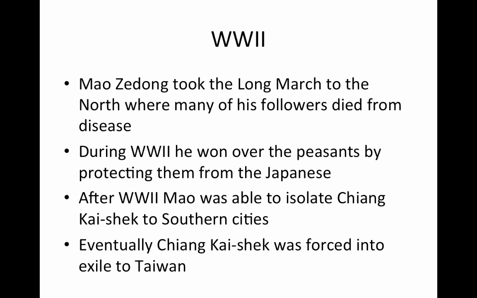World War II. During World War II, Mao Zedong took the long march to the north, where many of his followers died from disease. But he was able to win over the peasants, especially when he protected them from Japanese invasion. After World War II was done, Mao was able to isolate Chiang Kai-shek into southern cities, and eventually Chiang Kai-shek was forced into exile to Taiwan.